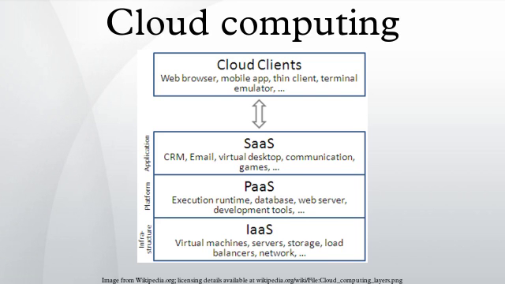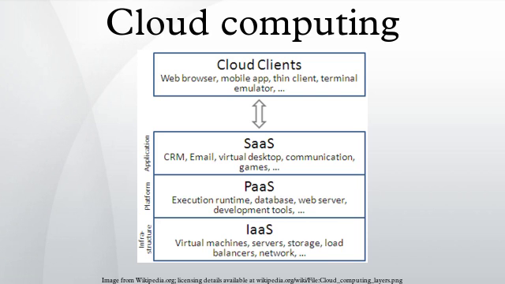The provider's computing resources are pooled to serve multiple consumers using a multi-tenant model, with different physical and virtual resources dynamically assigned and reassigned according to consumer demand. Rapid elasticity. Capabilities can be elastically provisioned and released, in some cases automatically, to scale rapidly outward and inward commensurate with demand. To the consumer, the capabilities available for provisioning often appear unlimited and can be appropriated in any quantity at any time. Measured service.